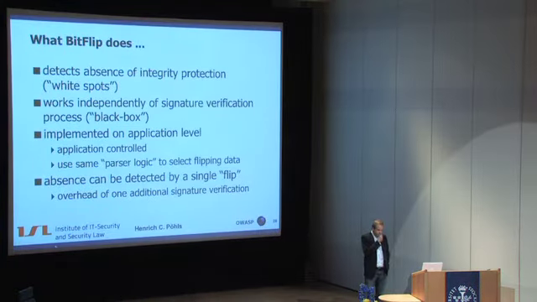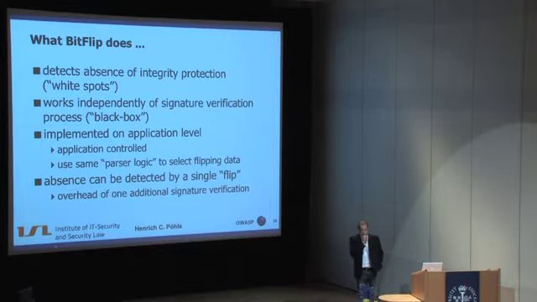But what does it do? It can detect, in a very simplistic and easy way, the absence of any integrity protection. So basically white spots where the signature is not offering any protection at all. It works the way we designed it independently of the signature verification process, so it treats that as a complete black box.